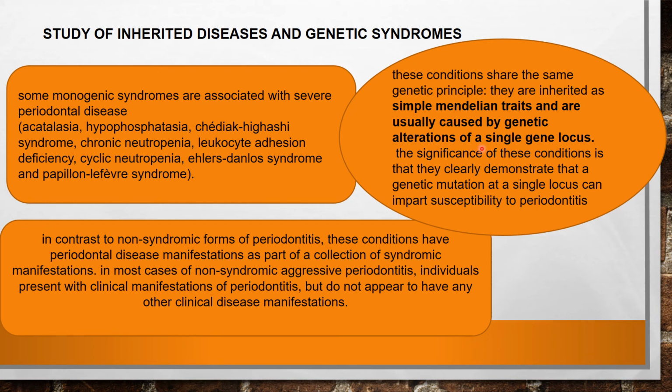The significance of these conditions is that they clearly demonstrate that a gene mutation at a single locus can impart susceptibility to periodontitis. In contrast to the non-syndromic forms of periodontitis, these conditions have periodontal disease manifestation as a part of syndromic manifestation. In most cases of non-syndromic aggressive periodontitis, individuals present with clinical manifestations of periodontitis but do not appear to have any other clinical disease manifestations.